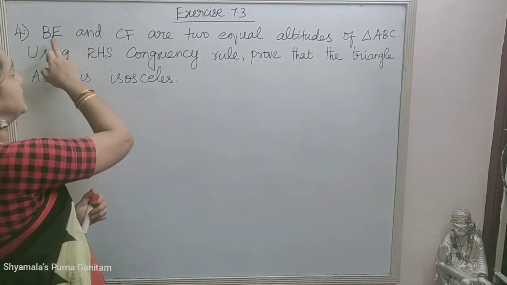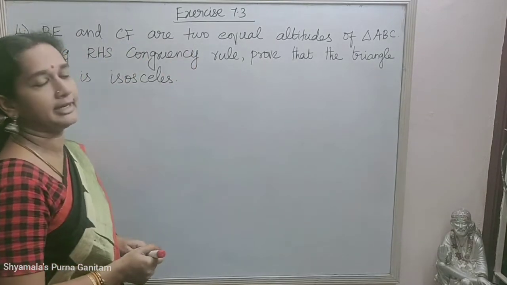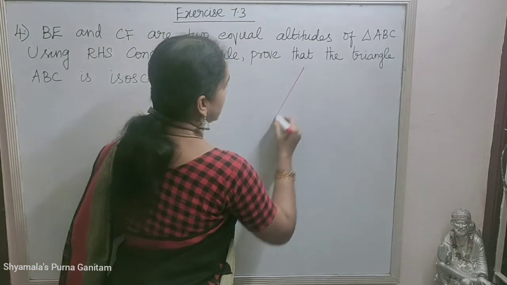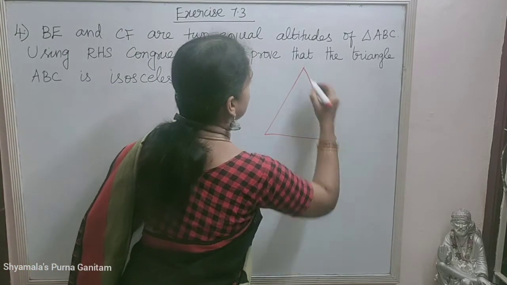Okay. Next sum: BE and CF are two equal altitudes of triangle ABC. So we take triangle ABC.